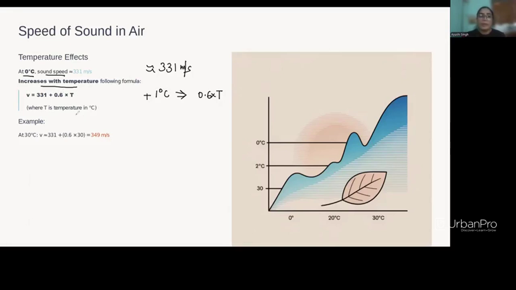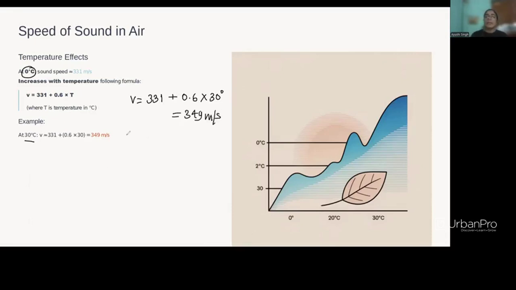Okay. So basically you can apply a formula to calculate the speed of the sound. You can take V, and you will take the original speed of the sound, which is at 0 degrees Celsius, and whatever temperature you are going to calculate it at, you will multiply it by 0.6. So suppose at 30 degrees, if we are calculating, it will come around as 349 meter per second.